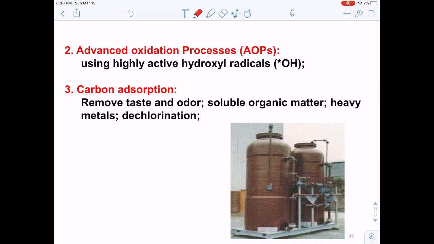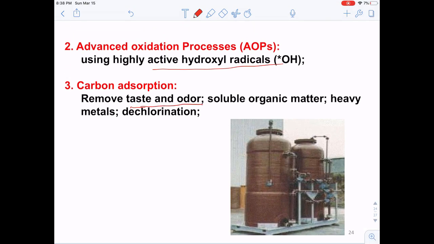Okay. So we can also use the advanced oxidation processes, basically to use these highly active hydroxyl radicals, which are a much stronger oxidant compared to the chlorine in the water. But typically we use these devices when there is a higher standard in terms of regulating the disinfectant in the water, or if we require a very low or a complete removal of the pathogen or organics from the water.